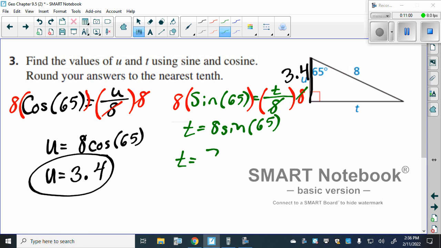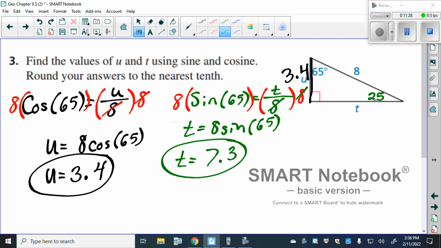7.3, yes. Because the 3.4 would have been the other side. Now, one thing that we can do to kind of check this is that we do know the three angles inside the triangle add up to be 180, or the two other angles are going to add up to be 90. So for this here, this other angle would be 25.